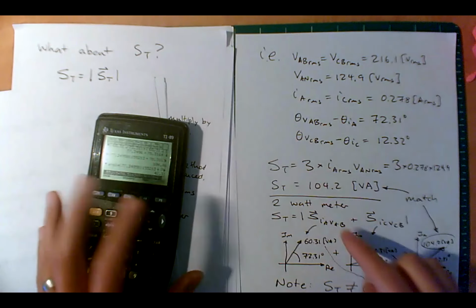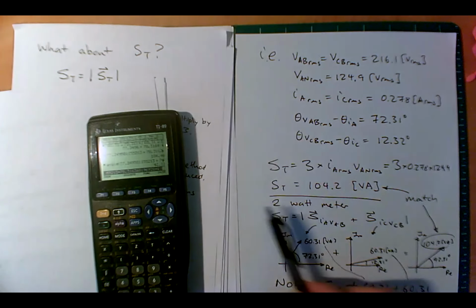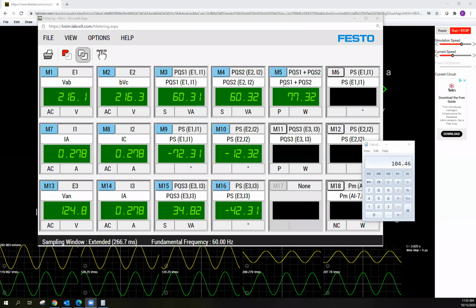So now you can see consistency between the 2-watt meter method and the bulletproof way, assuming it's balanced. Okay, so let's go back to the Festo and make sure that's all correct. So I'm going to go back and share screen. Check this out. I have 60 plus 60. I know it's wrong to just add them to 120, but here's the cool thing about Festo. It knows this has a vector because it's looking at E1 and E2 and I1 and I2 in its entirety. If I click S, it gives me 104, which is 3 times 34.8. Beautiful. We get consistency.